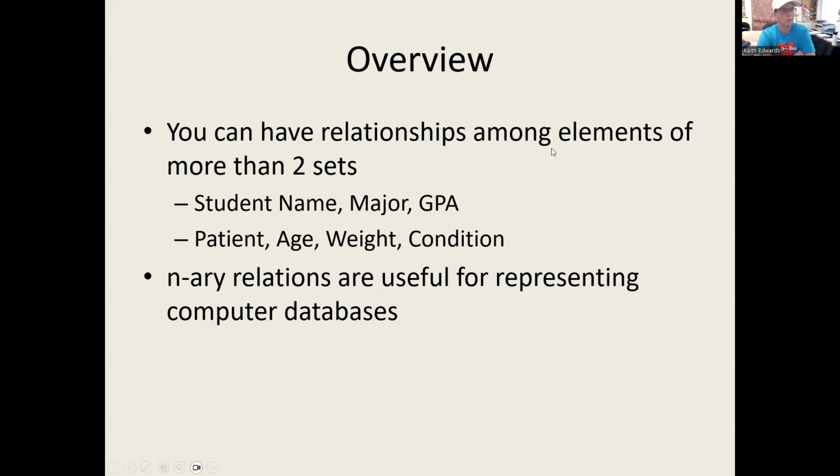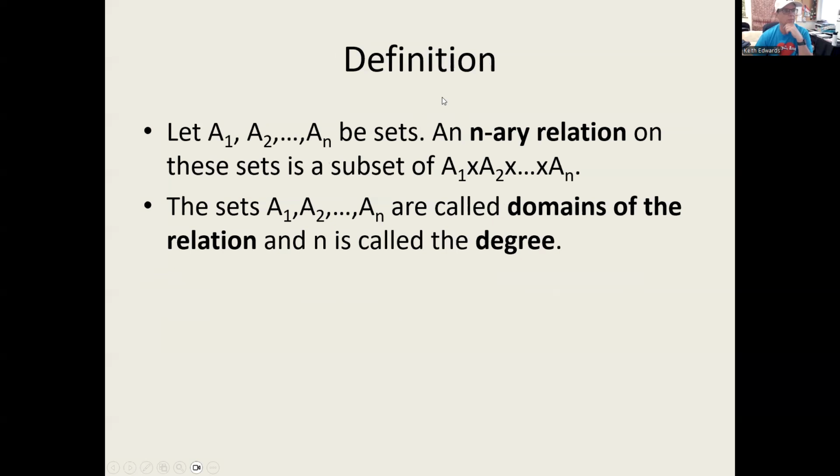So you can have relationships among elements of more than two sets. For example, student names, majors, and grade point averages. Or if you're in a medical setting, the patient, their age, their weight, underlying conditions, etc. So you can map things from more than one set to create a relation. And so N-ary relations are useful for representing computer databases, as I said in the introductory slide.